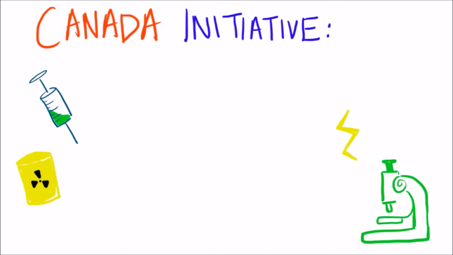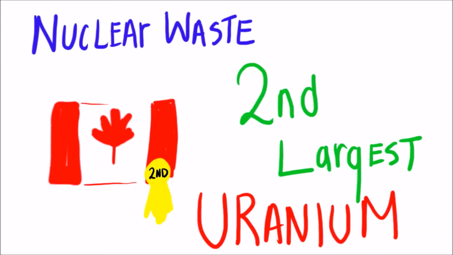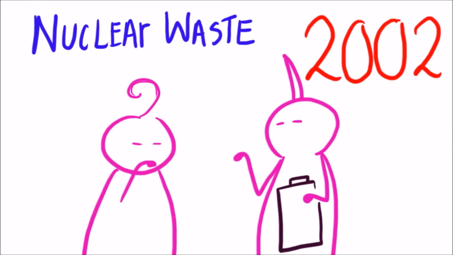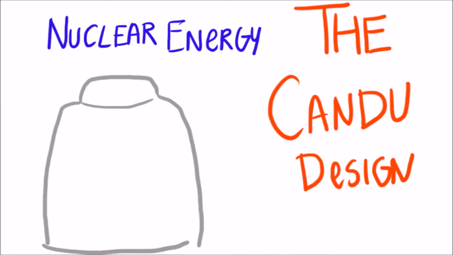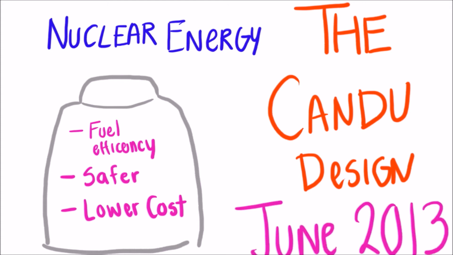Canada's initiatives to improve the quality of radioisotopes include improving medical radioisotope production, nuclear energy, nuclear waste, and research. Canada is the world's second largest producer of uranium, a radioisotope that is used for nuclear power. However, Canada generates a lot of radioactive waste. In November 2002, the Nuclear Fuel Waste Act required nuclear energy operations to reduce nuclear waste. The CANDU design for a nuclear reactor has gone through changes to improve fuel efficiency, safety requirements, and reduce cost and construction time. This was completed in June 2013.